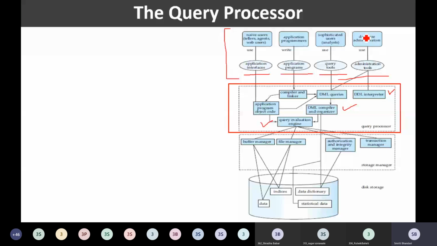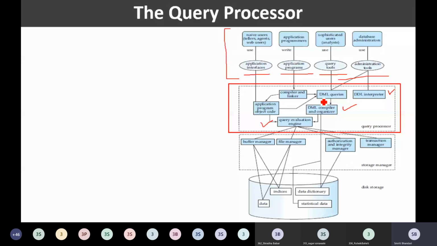So obviously, whichever tool or interface they are using, ultimately those tools or interfaces or the application programs are making use of certain SQL constructs, and these SQL constructs are in the form of DDL statements or the DML statements.